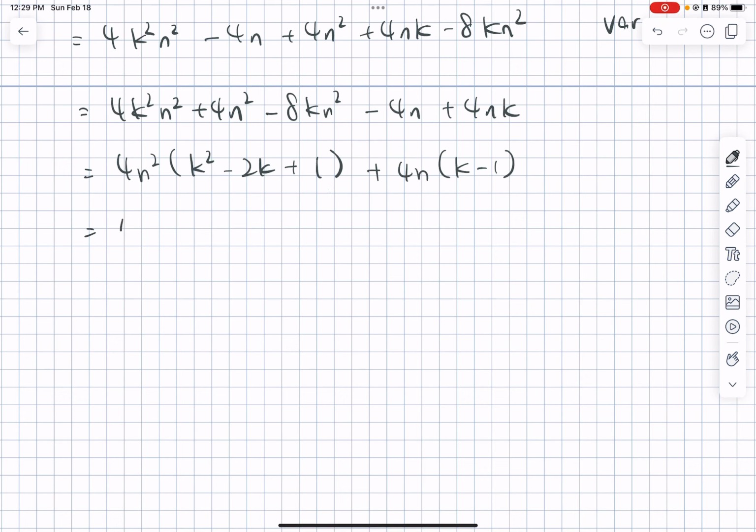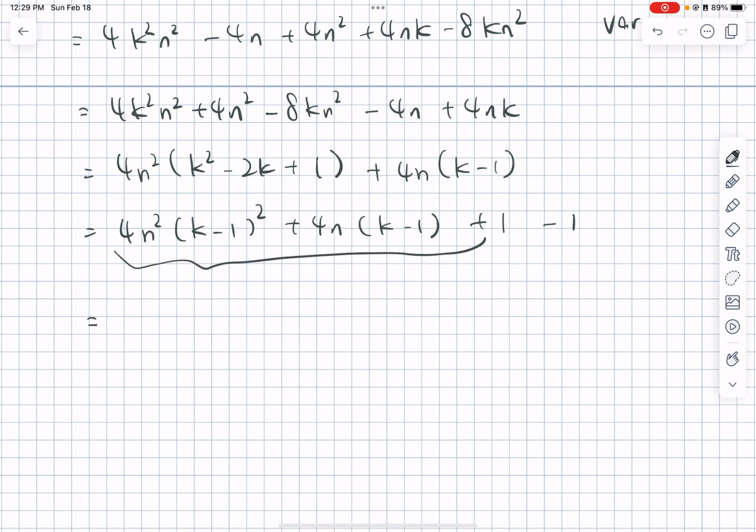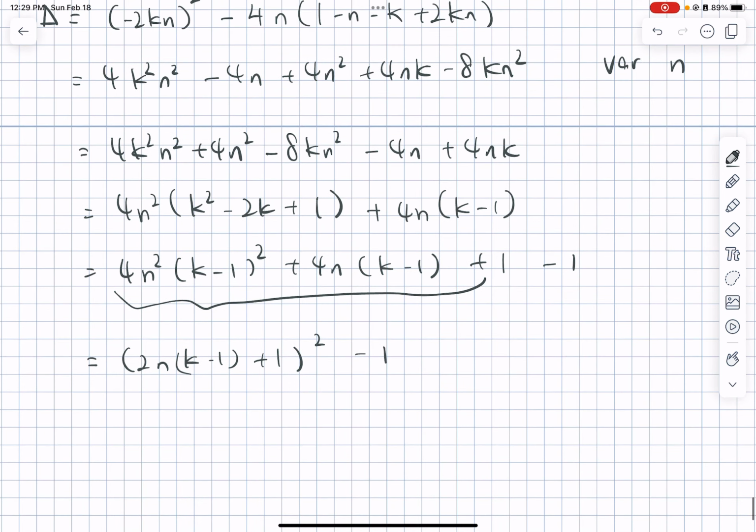So using that knowledge, we can just factor that. So 4n squared, k minus 1 squared, plus 4n, k minus 1. If we treat k minus 1 as the variable, we can see that this is almost a perfect square, because with 4n squared and 4n, what we need is plus 1. So we can complete the square here, which is plus 1 and then minus 1. So this entire thing is going to equal 2n(k minus 1) plus 1, squared, minus 1.